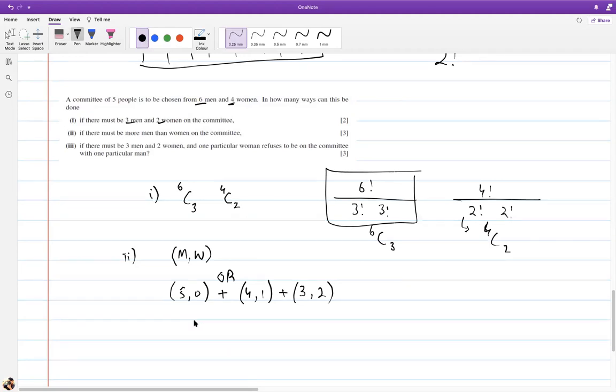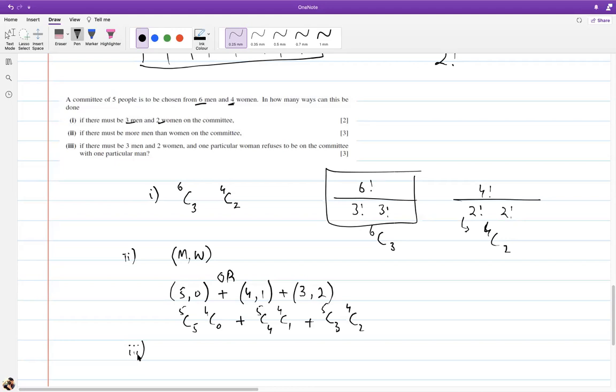So how do I do this? I have 5 men to choose from. I'll pick all of them. So 5C5 and 4C0, or 5C4, because I'm picking 4 men out of 5, and 4C1, or 5C3, 4C2. And there you go. 3 different ways of making the committee when men are more than women.